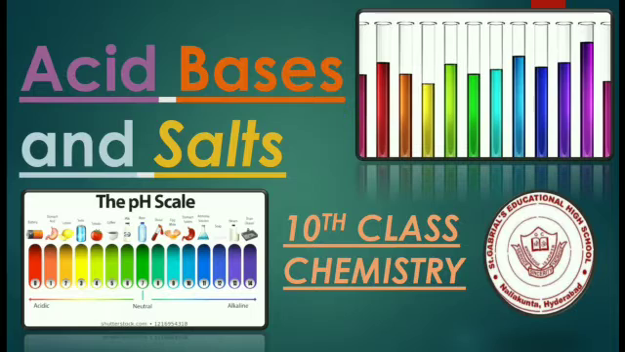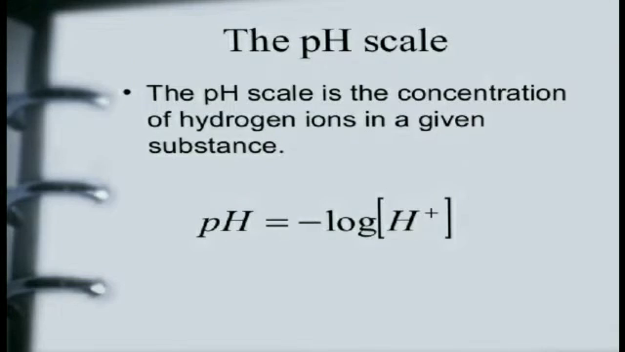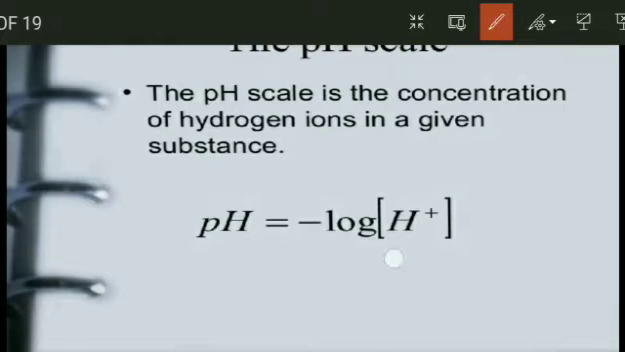Today also we are learning the lesson acids, bases and salts, and today's topic is the pH scale and the importance of the pH scale. Yes, children, without wasting time, let us start our lesson. The pH scale. So what is the pH scale? The scale for measuring hydrogen ion concentration. See here, the hydrogen ion concentration in a solution is called the pH scale.